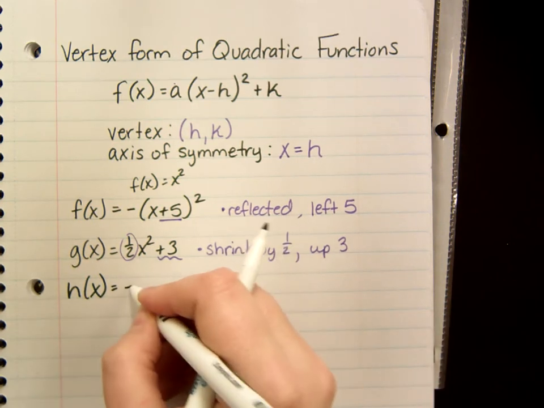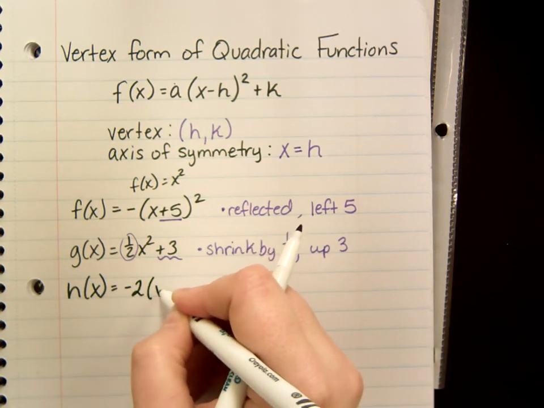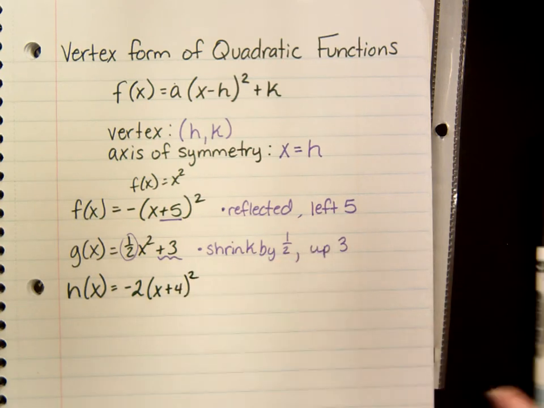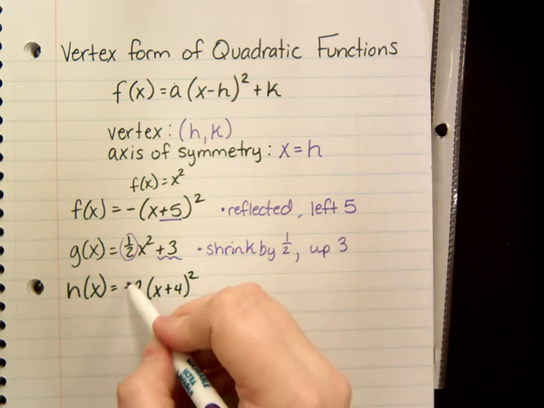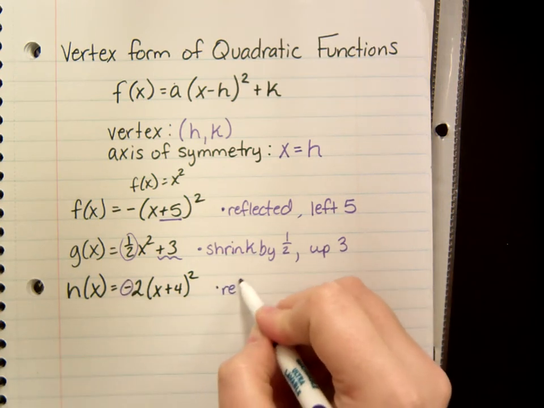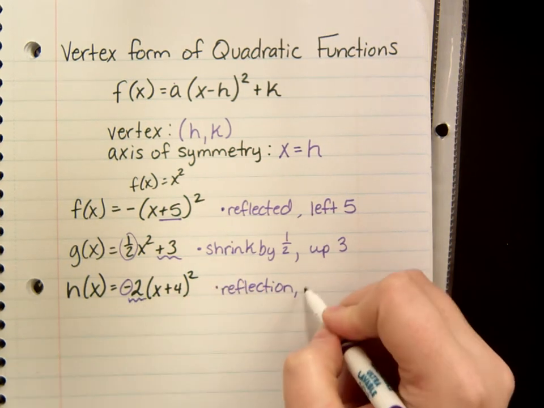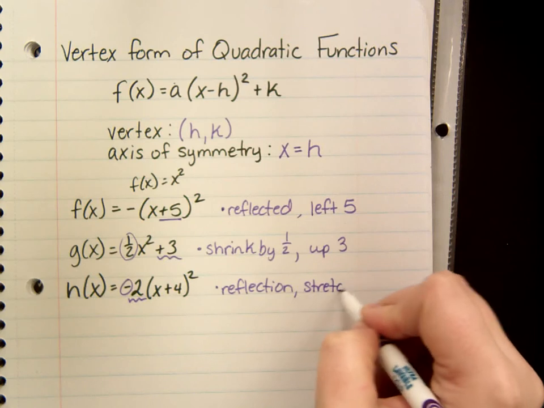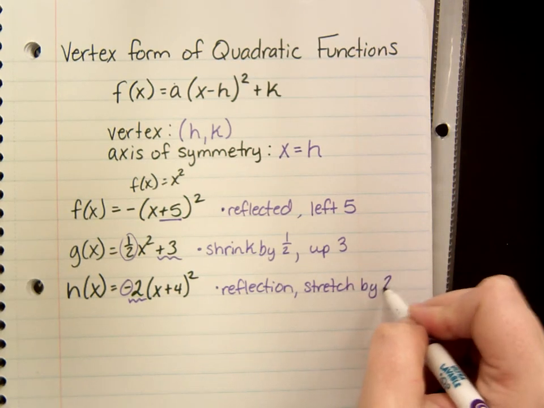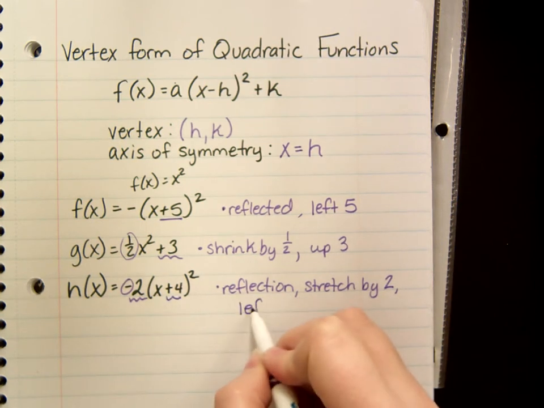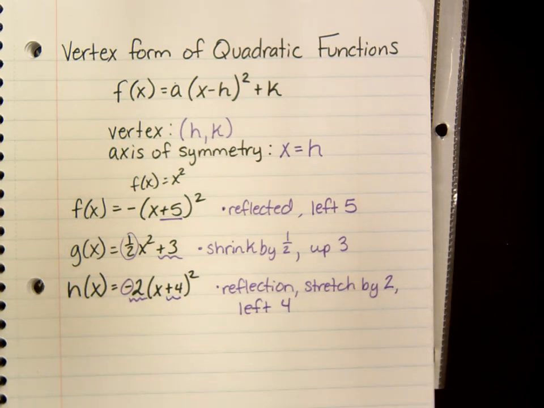Or let's take negative 2 times x plus 4 squared. That's good enough. There are 3 things that were done to this one. There's a reflection across the x-axis. There's a vertical stretch by a factor of 2, which means it's twice as skinny, twice as tall. And then the plus 4 here means it moves left 4. So vertex form, it's very easy to see what the transformation from the parent function was.